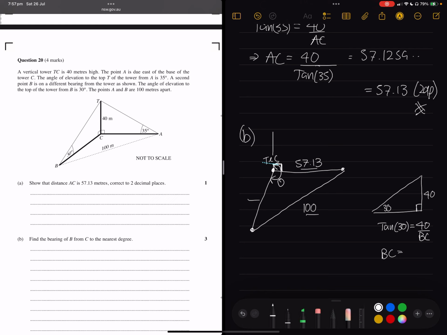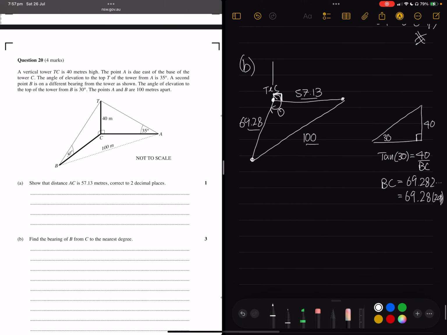My calculator tells me this is 69.282 dot dot dot. We'll round this to 2dp, 69.28. There's precedent to do this because the question told us to do this in part A, so we're going to do it in part B as well, and it should not affect the angle. 69.28. Now we can use the cosine rule.